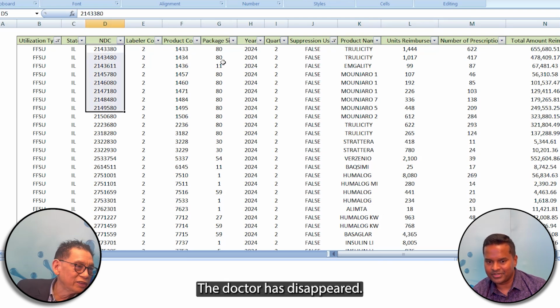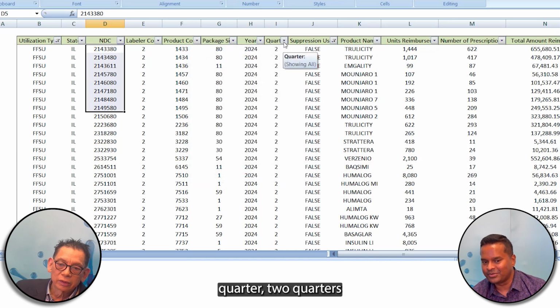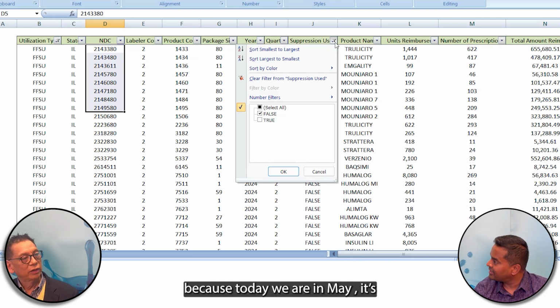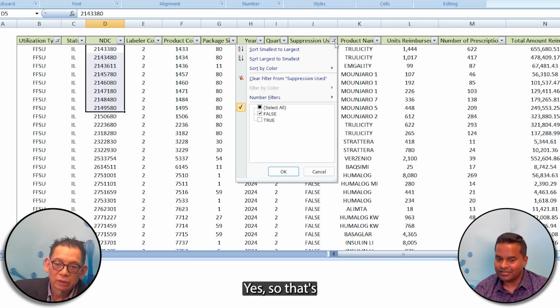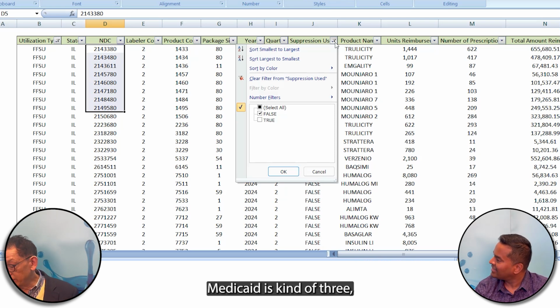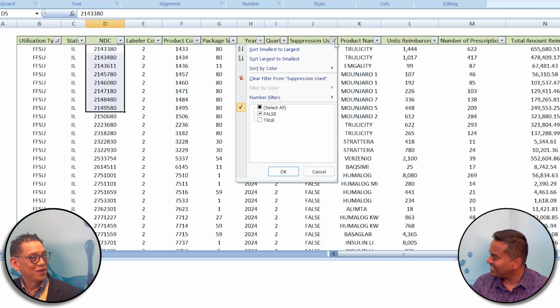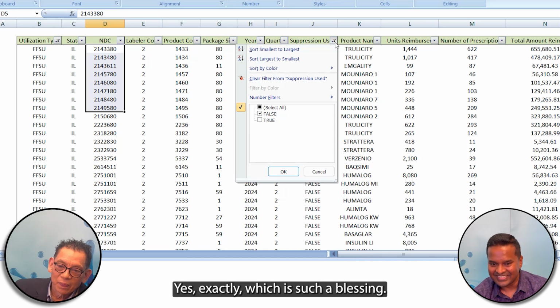And so the doctor has disappeared. There's no doctor, it's a little higher level. For 2024, we have the first and second quarter, just two quarters, and the suppression flag. So it's less than a year behind, because today we're in May and this is second quarter, meaning June. Normally for me, Medicaid data is 3-4 years old, but this is actually more recent than Medicare, which is kind of counterintuitive. Such a blessing.